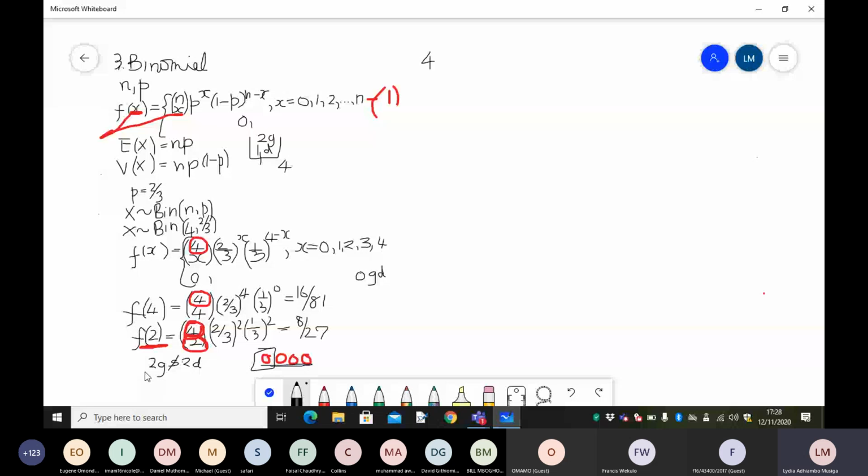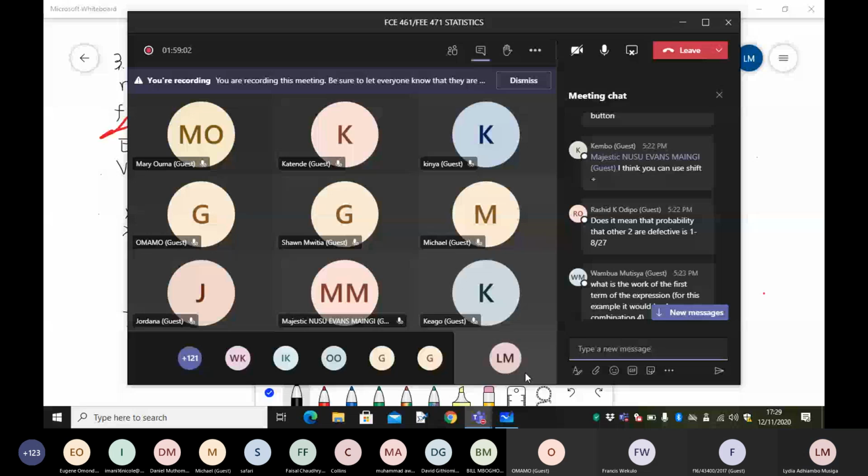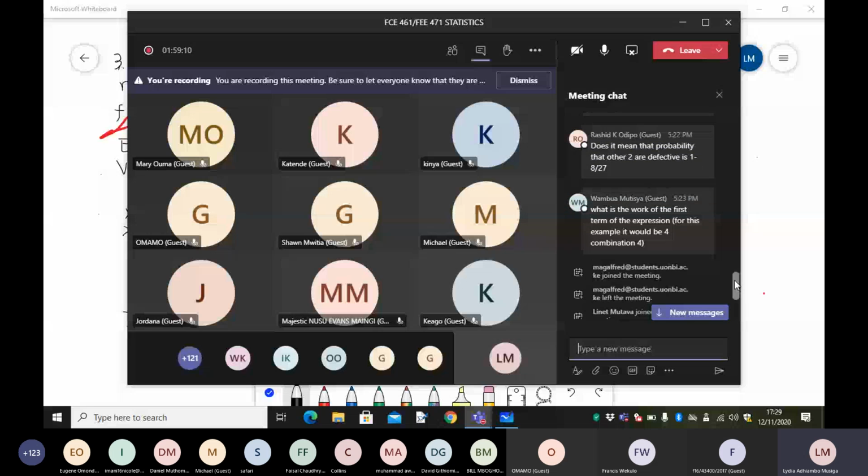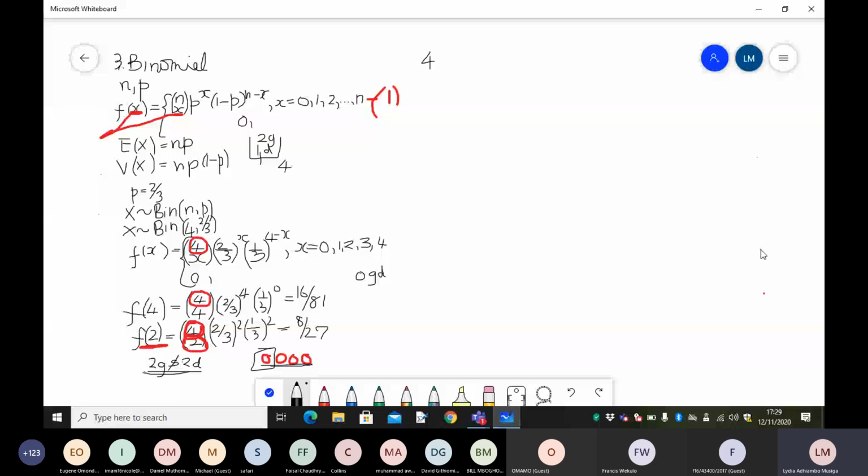Let me look at the chart again. Rashid, I hope it is clear. Okay, Wambua has typed, let me look at what he's saying. What is the work of the first term of the expression? 4 combination 4. For this example, it would be 4 combination 4.